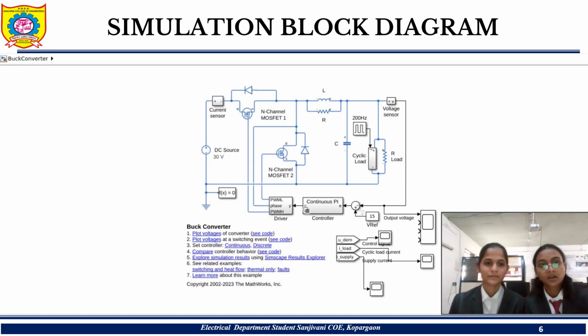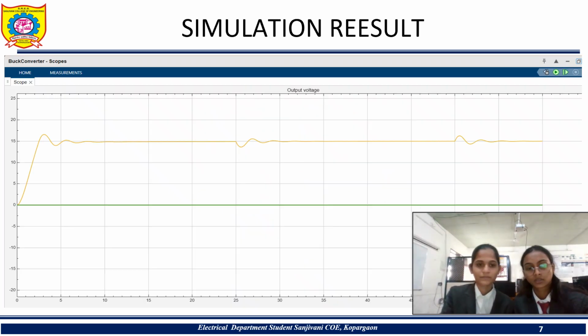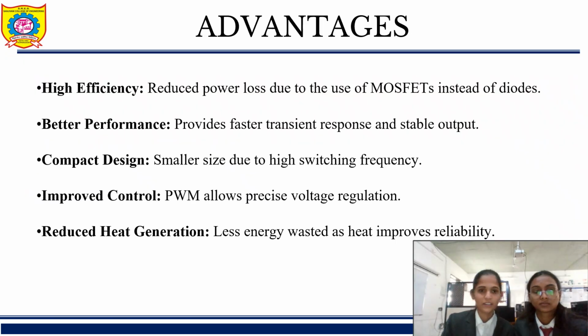Simulation block diagram: current sensor, DC source, N channel MOSFET, N channel MOSFET 2, RL load, voltage sensor, R load, cyclic load, and DC supply. We use a 30 volt input supply to give a 15 volt output supply. The simulation result: the waveform shows the DC to DC converter is stepping down. It is the output showing.